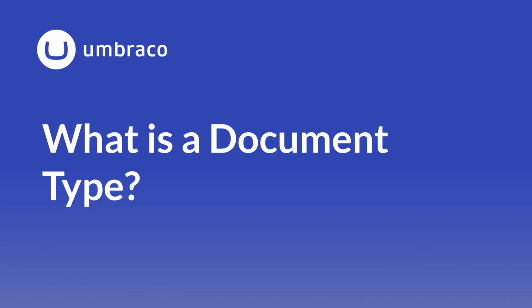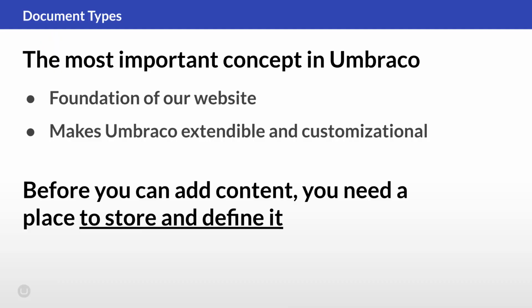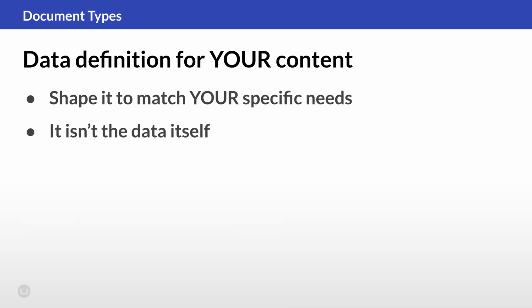Basically, they're the most important concept in Umbraco. They are the foundation of your website. They are also what makes Umbraco so extendable and customizable. Before you or your content editors can add content to your site, you need a place to store it and to define what type of content it's going to be. The document types are the data definition for your content.